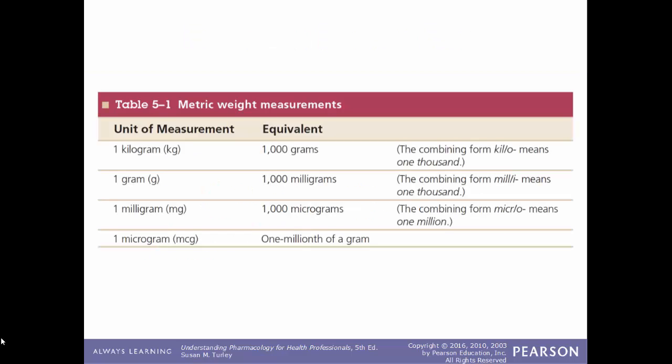This table is some very common units of measurements and equivalents. 1 kilogram is 1,000 grams. Kilo always means 1,000. 1 gram is the same thing as 1,000 milligrams. 1 milligram is 1,000 micrograms. And the prefix micro always means 1 millionth.